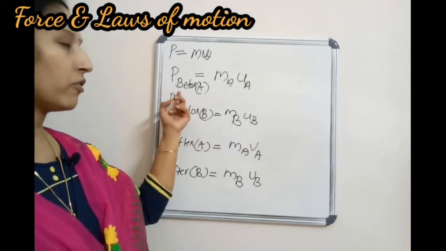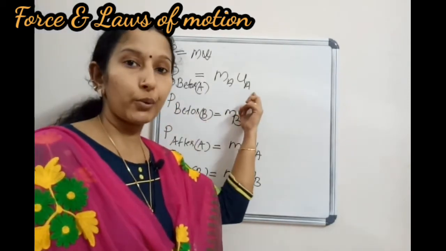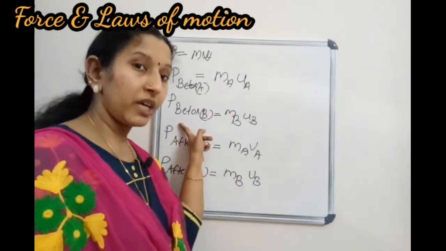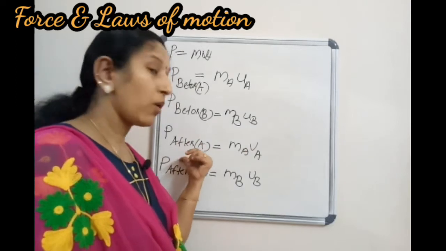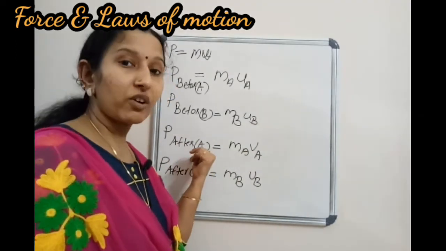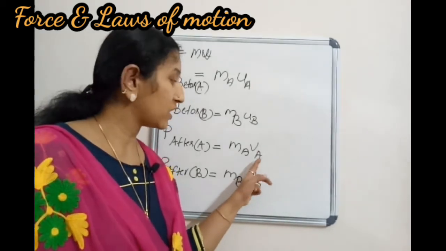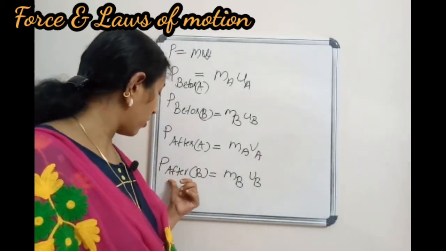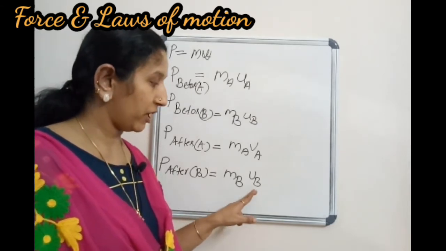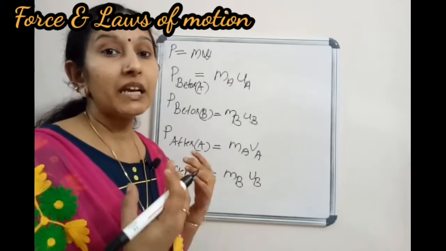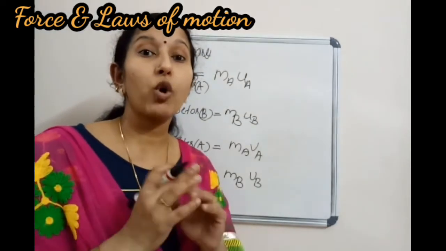So the momentum of ball A before collision equals MA UA. The momentum of ball B before collision equals MB UB. The momentum of ball A after collision equals MA VA, where the initial velocity changed to the final velocity. And the momentum of ball B after collision equals MB VB.